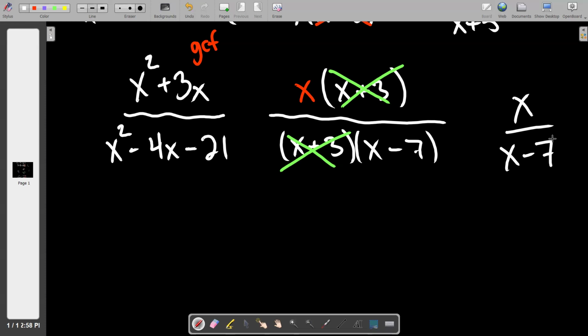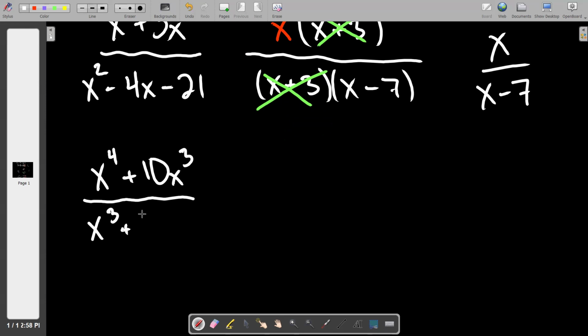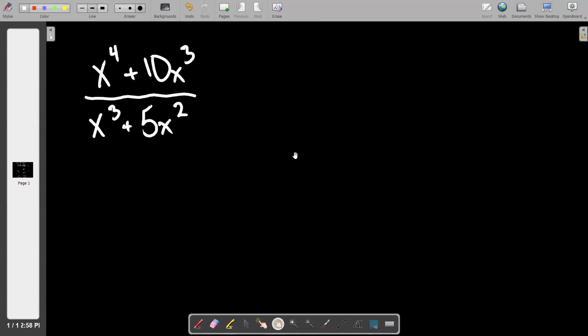All right. Any questions on that one? All right. What do we do on the top? So the top has a common factor of x cubed.